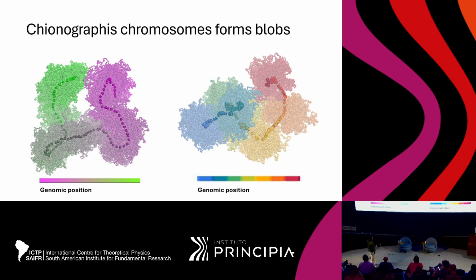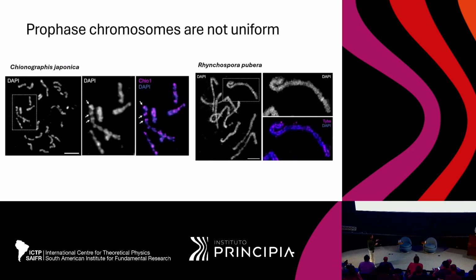I'm sorry about the different color scale, but this would be the first model that I showed, and we can see that it's very uniform, linear along the chromosome, and in this case, it forms these globules, so regions of compaction. And this is actually what we see in the microscopy. Every time we have a new model, we ask, if this model is true, we should see this in the microscopy. And then we come back to the microscope and see that chromosomes of Genographia japonica in prophase really show this blob appearance of compaction. And the Rhynchospora case is a more uniform prophase-like.